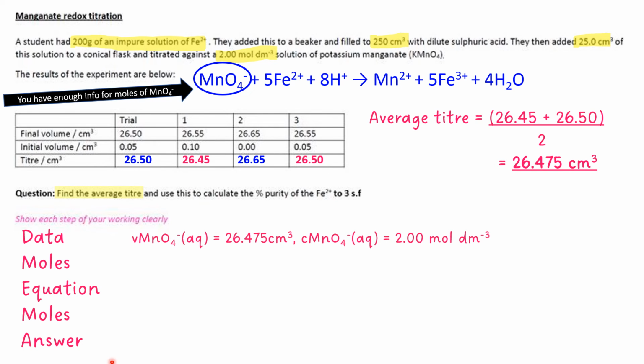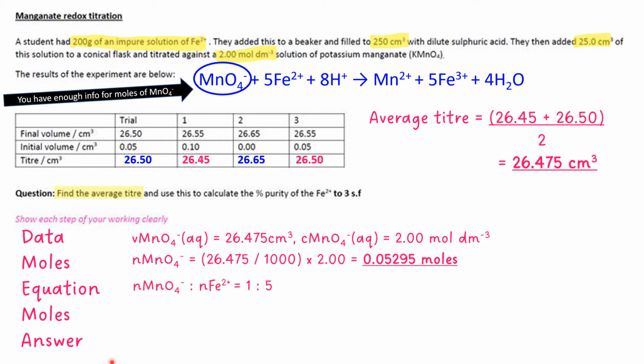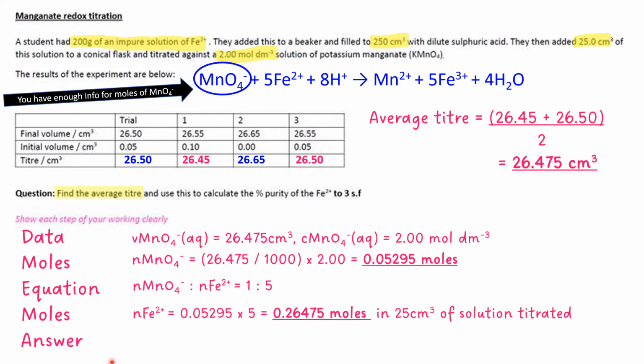So we put that information down, and that allows us to work out 0.05295. So the equation, as you can remember, and as you can see at the top, tells us that the moles of manganate to the moles of iron 2+ is 1 to 5. So all you have to do is multiply the moles of manganate by 5 to get the quantity of Fe²⁺ in moles, which is now 0.26475 moles.